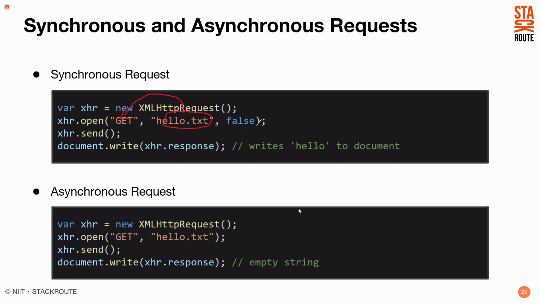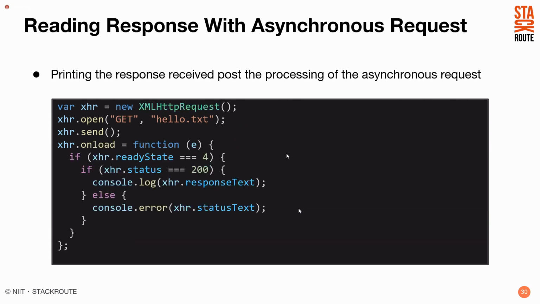If it is synchronous and you try to get the response, you will get hello. Whereas if it is asynchronous and the call has not been completed, it will return an empty string. Take a snap of this, try, and ensure that hello.txt is there in your folder itself. Printing the response received post the processing of the asynchronous request.